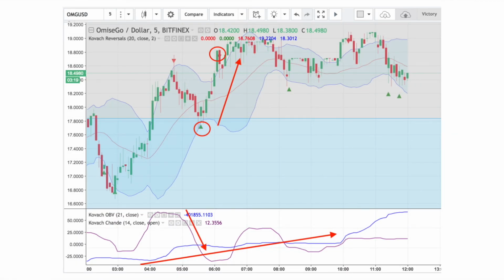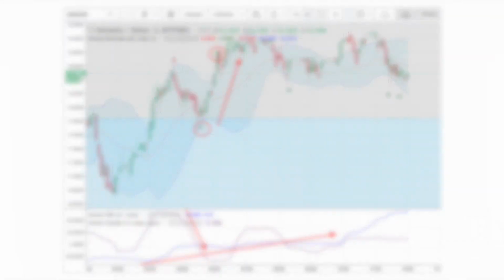In this example, we see that short-term momentum is heading back to the mean, or at zero, whereas the longer-term momentum, again the Kovach OBV shown in blue, still remains strong. A possible entry opportunity is marked by the green triangle circled in red, and in this case we were able to ride this trade up to the upper bound of the Kovach reversals indicator shown in the second circle.